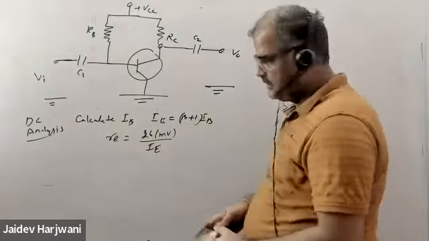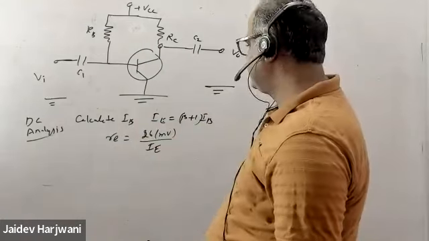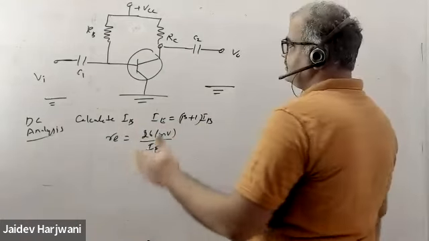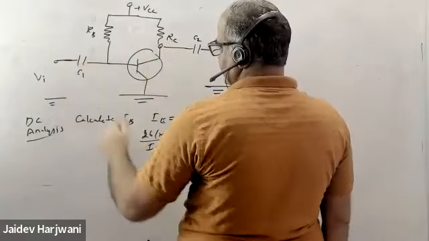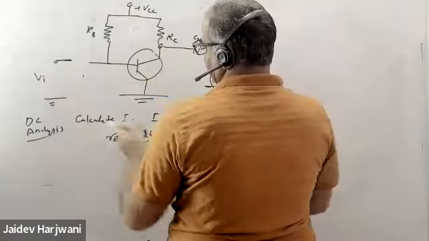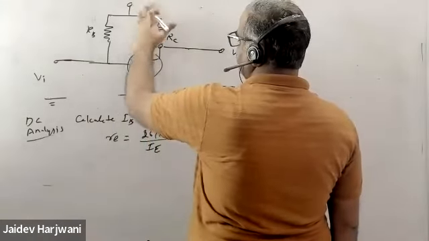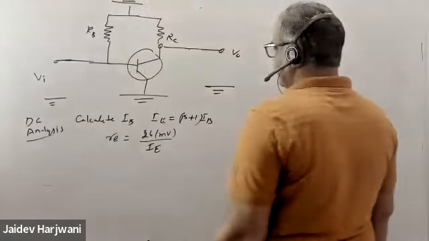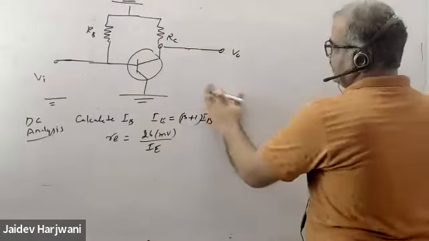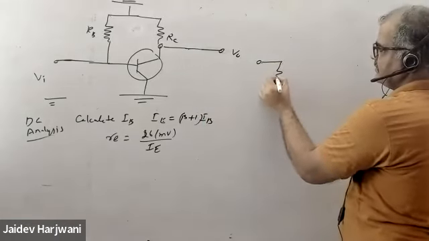And then once you have completed DC analysis, you need to perform AC analysis. For DC, the capacitor will be open, and for AC analysis, the capacitor will become short, and the DC battery you need to make grounded. And then yesterday we made the equivalent circuit.